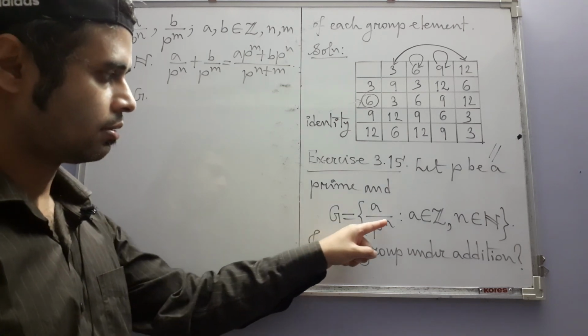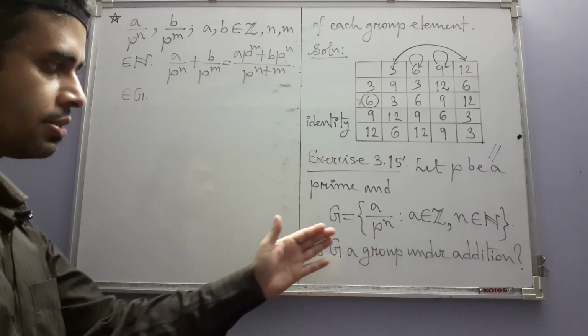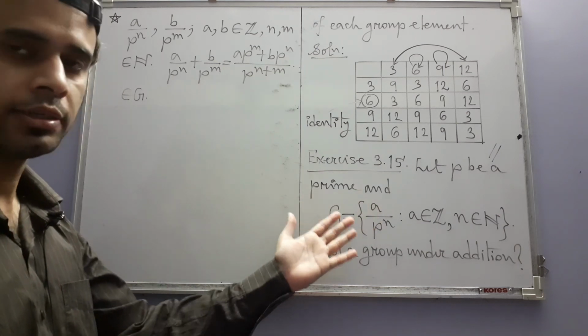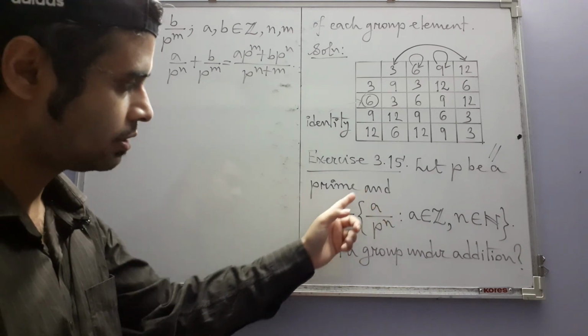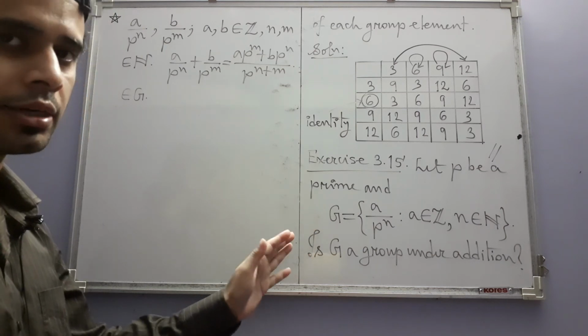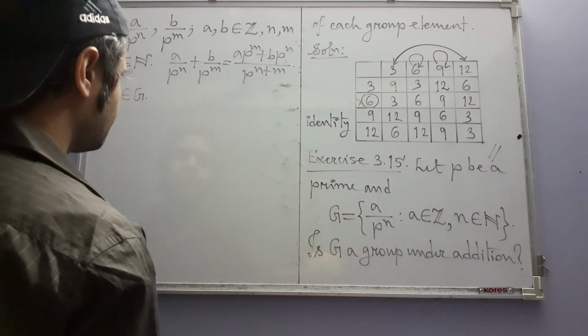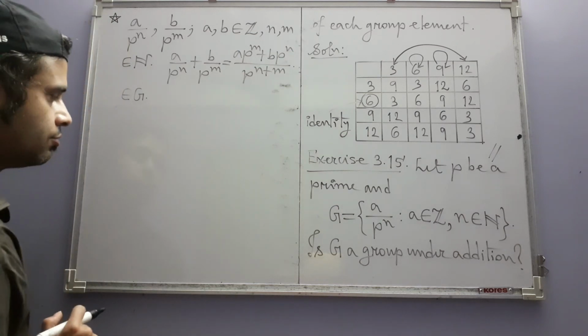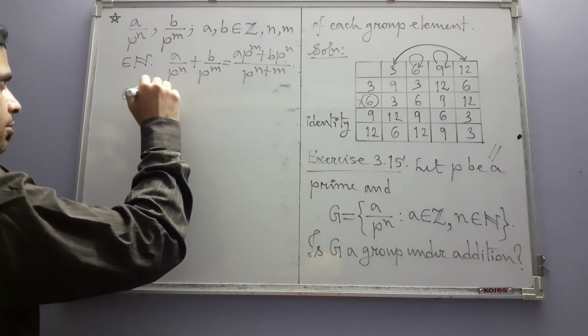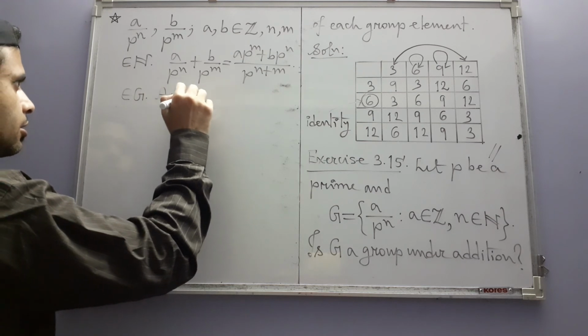And the addition that we have is actually the addition of rational numbers, because after all these are special types of rational numbers. Addition of rational numbers is associative, so associativity is also there.